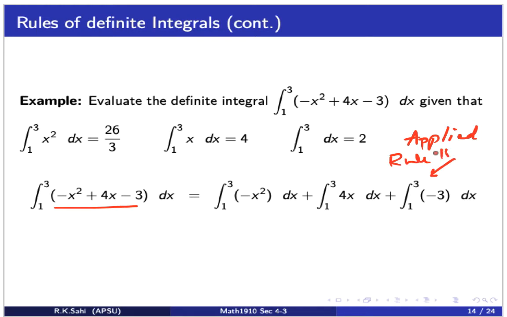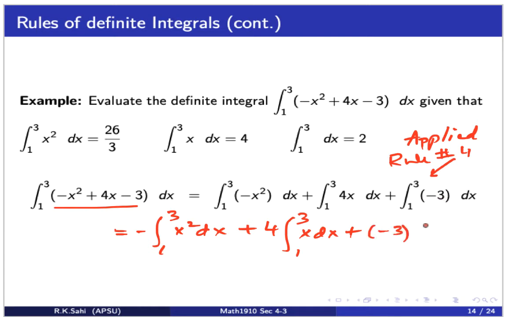So the first thing, we applied rule number 4 over here. Now, individually, we're going to go to each of these integrals and apply rule number 3. So the first one is a constant multiplied to the function x squared. So we're going to take the negative out, write 1, 2, 3 x squared dx. Plus, now 4 is a constant that is pulled out, 1, 2, 3 x dx. Plus, minus 3 is the constant which is pulled out and written 1, 2, 3 dx.